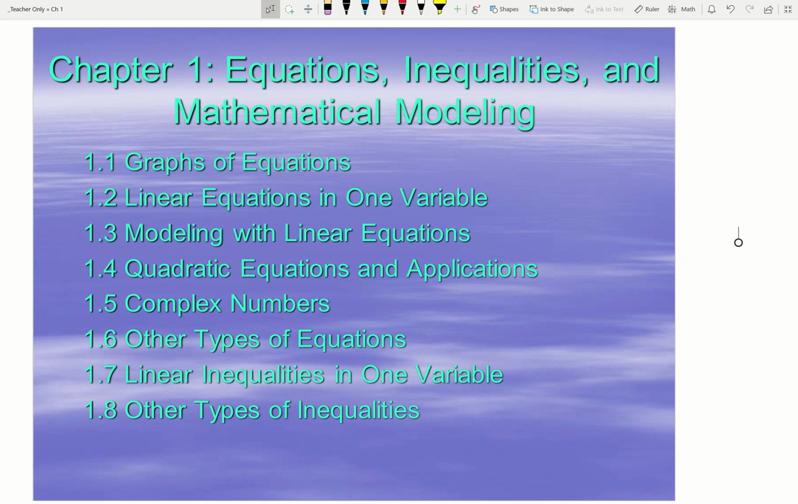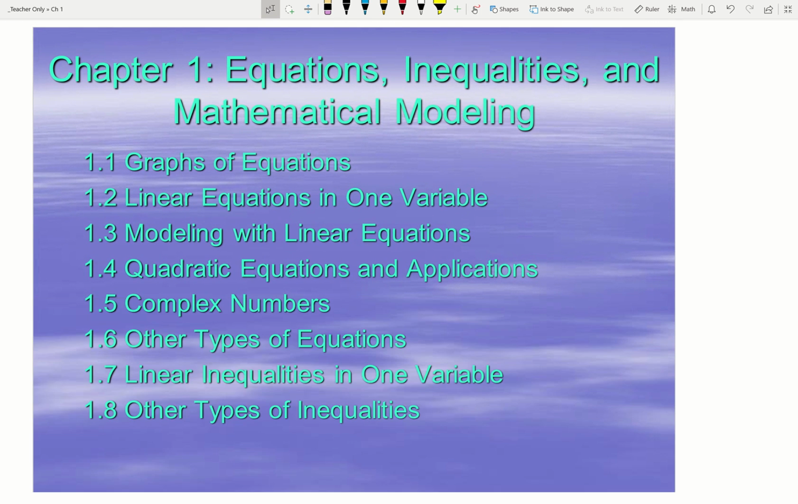Alright friends, welcome back. In this video we're going to go ahead and start our chapter 1, which as you can see by the title is going to talk all about equations, inequalities, and mathematical modeling. So by the time we finish chapter 1 we will have gone through all of these sections here, 1.1 through 1.8, and as you can see we're going to touch on everything from solving linear and quadratic equations to doing inequalities, and even going back to complex numbers and discussing those.